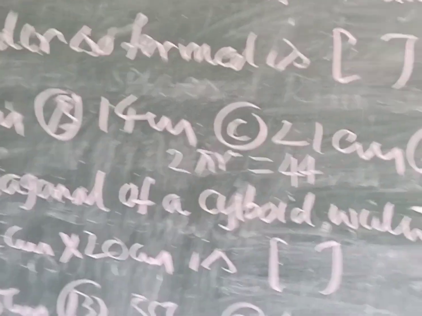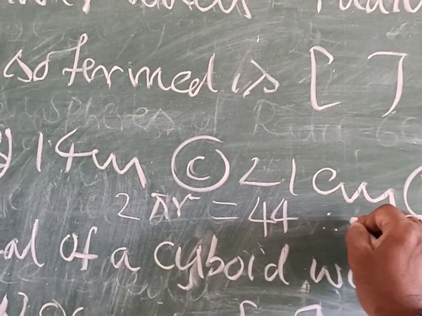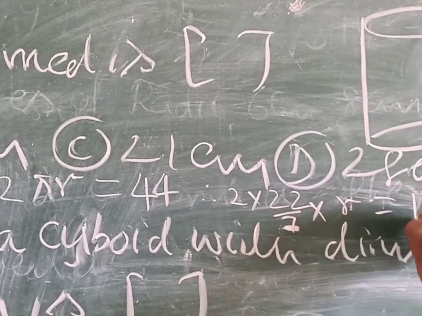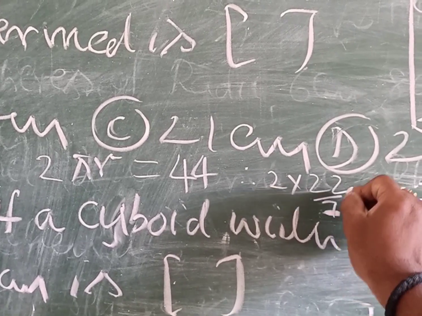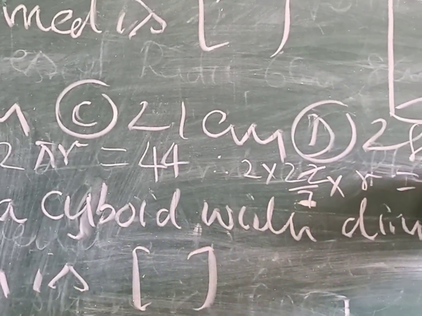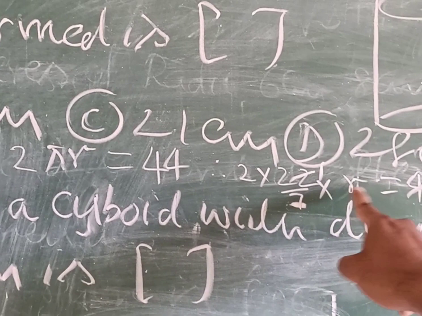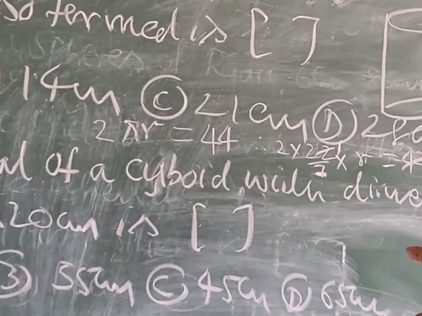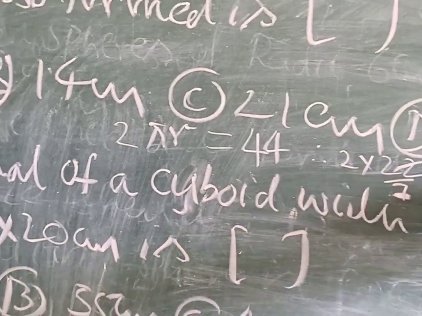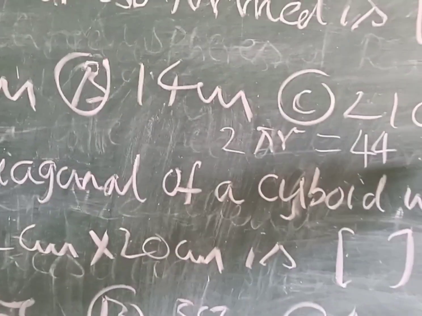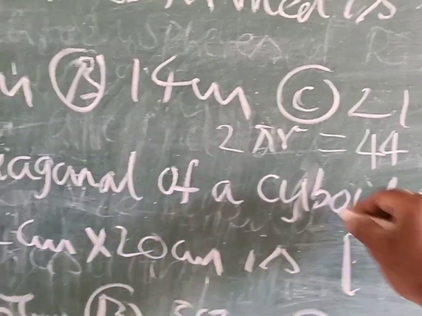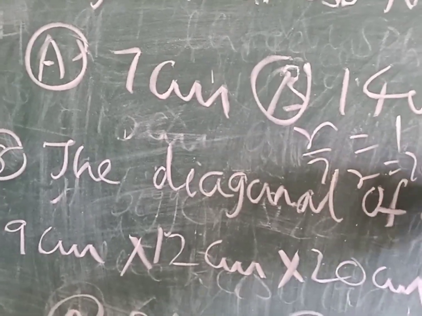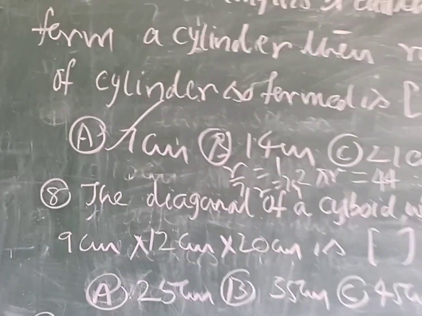2 pi r is equal to 44. Therefore, 2 into 22 by 7 into r is equal to 44. 2r by 7 is equal to 2. 2 also get cancelled. Therefore, r by 7 is equal to 1. R is equal to 7 centimeters. So, therefore, the option is A.